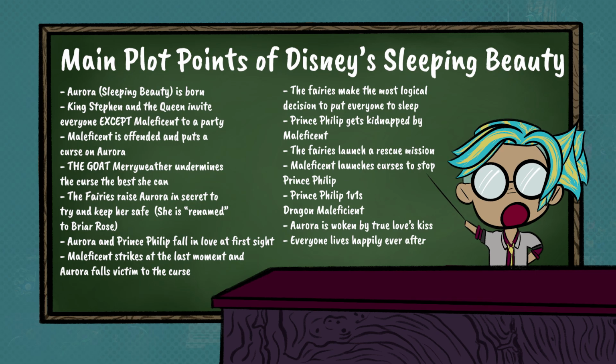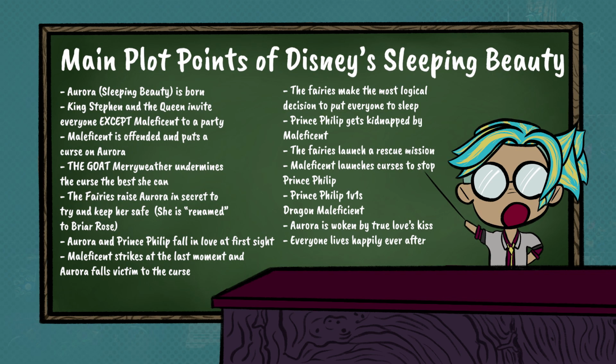the fairies raise Aurora in secret to try and keep her safe and outrun the deadline of the curse, renaming her to Briar Rose while she's in hiding. Aurora and Prince Philip fall in love after meeting once, which is convenient because they're already betrothed to each other, even though neither of them knows that the other is their betrothed. At the last moment, Maleficent finds Aurora and is able to charm her into pricking her finger on the spinning wheel, and she falls into a deep magical sleep.